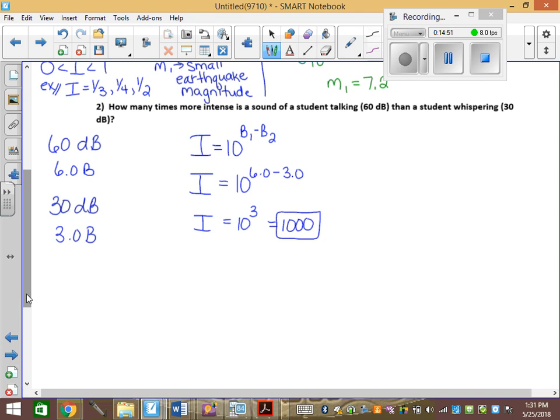Now, if you were filling this in and they had given you the intensity in one of the bells, you would find the other one, just like you did with the previous equation, but you would have to remember to move it back to decibels for the answer. And that's logs review.